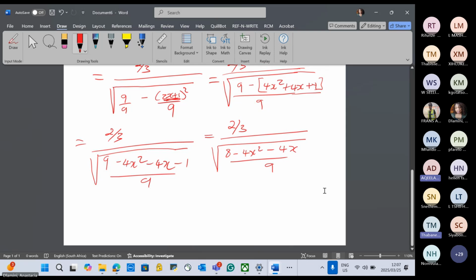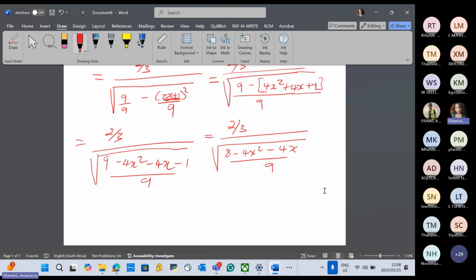Can you not take the 3 underneath the 2 to the bottom using your fraction laws? So say 2 over 3, the root of 8 minus 4x squared minus 4x over the root of 9, which is 3. You don't just want to take. You need to apply some form of a rule. It's a fraction. So you'd say 2 over 3 times 1 over the root of that whole fraction.